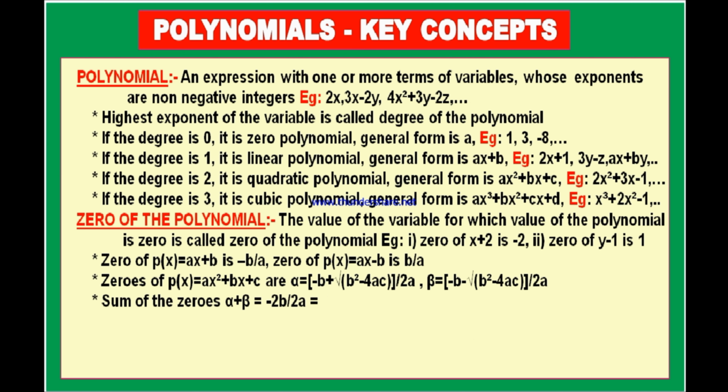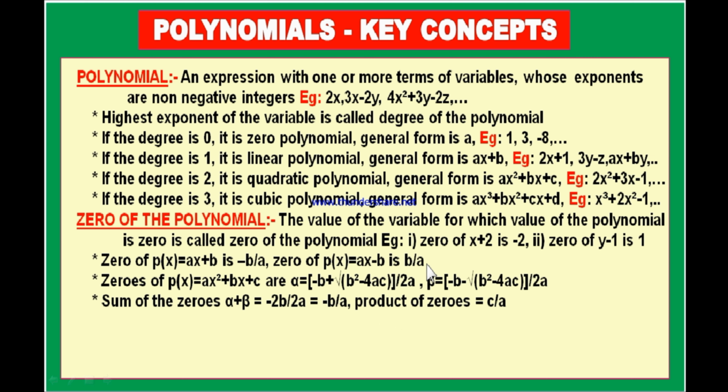Then if we have both these, the formula to find the sum of the zeros alpha plus beta: if we add these two, alpha and beta, plus root b square minus 4ac and minus root b square minus 4ac will get cancelled. Minus b plus minus b is minus 2b by 2a. If we cancel 2 and 2, then this is minus b by a. Then the sum of the zeros of the quadratic polynomial is minus b by a. This is the formula to find the sum of the zeros. And the product of the zeros formula is c by a.